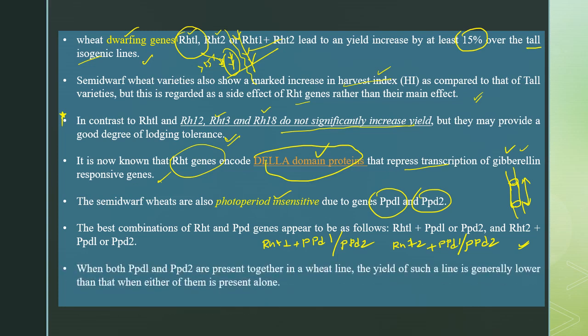Whereas if PPD1 and PPD2 are both present together in such a line, there is generally a lower yield than the others. Okay, so only one must be present, that is, either PPD1 or PPD2. If both are present, they will lower the yield. If they are present alone, they will contribute to increasing the yield.